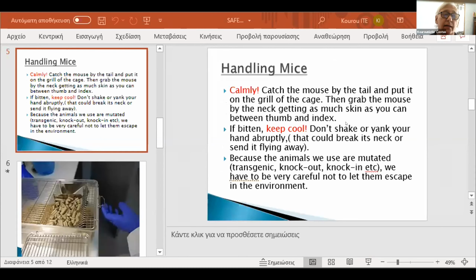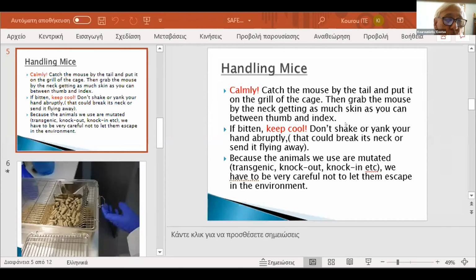Now, about handling mice, the most important thing is to be calm. If you're nervous, the animals will get nervous and it will be very difficult to work with them. Now, in order to restrain a mouse, you catch it by the tail, put it on top of the grill of the cage, then grab the mouse by the neck, just behind the ears, and try to get as much skin as you can between your thumb and index finger. That will keep it immobilized.